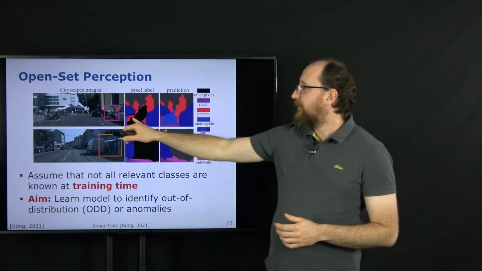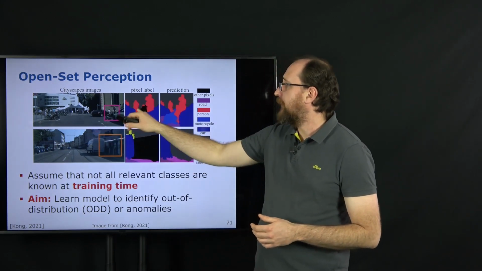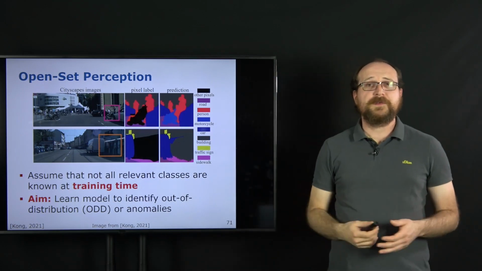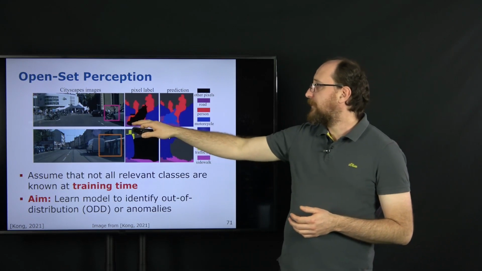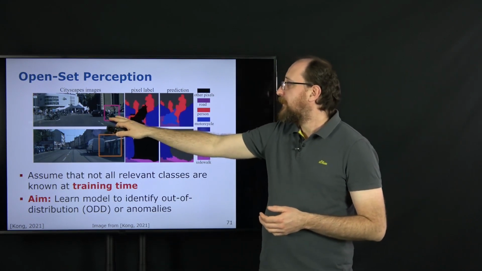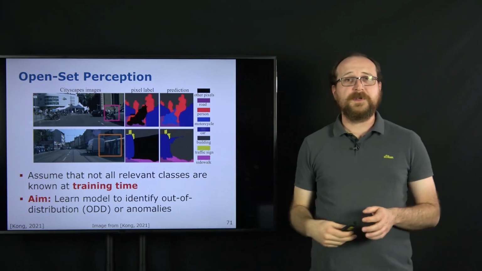But in this case, as you can see, this is a baby stroller, and this is of course a class that should be recognized by a self-driving car and taken into account, such that the car is maybe slowing down because it sees that this lady with her baby is passing over the street.